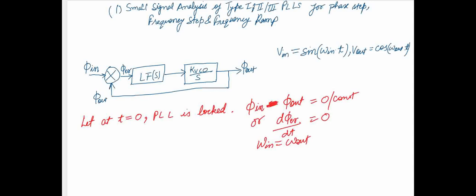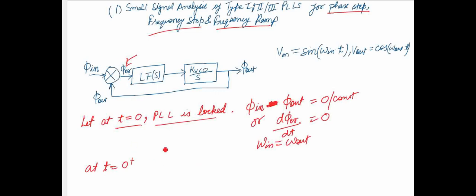So what I told you is that at t equal to zero the PLL is locked, and at t equal to zero plus we will give some change in input. Like we can give a phase step, or a frequency step change, or a frequency ramp change. After that, we will run the PLL up to infinity time, and we will check whether the phase error is getting constant or not.